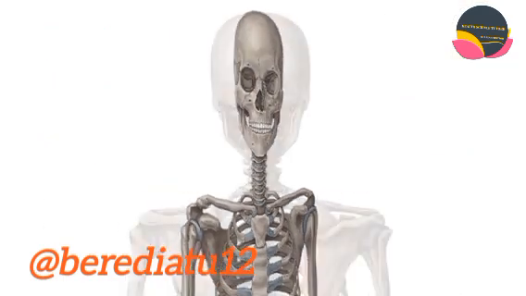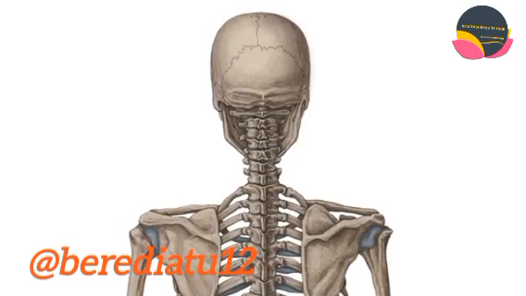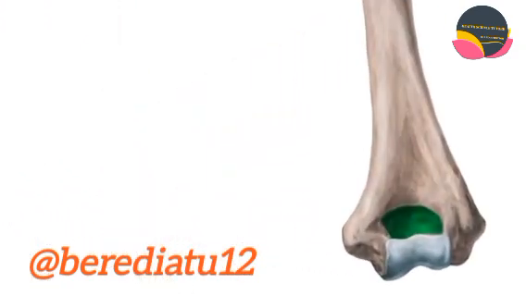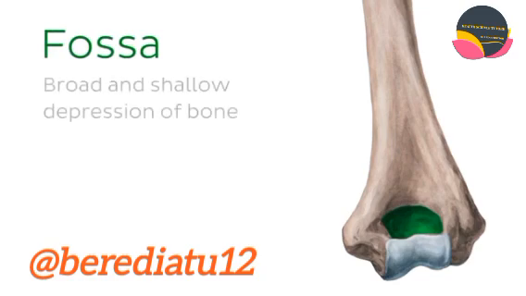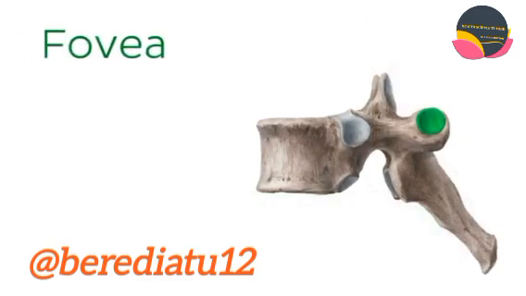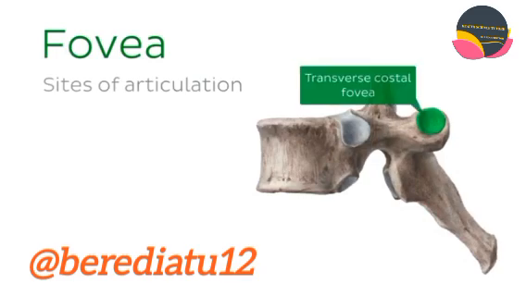Turning things around, let's now quickly review some of the more common types of depressions, which define the surface anatomy of many bones. Without doubt, the most common of these terms is the fossa, which can be characterized as a broad and generally shallow depression of bone. Let's use the olecranon fossa of the humerus as an example here. Slightly smaller than a fossa is what's known as a fovea, such as the transverse costal fovea of the thoracic vertebrae. These often are sites of articulation with other bone.